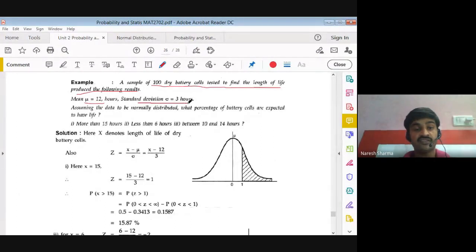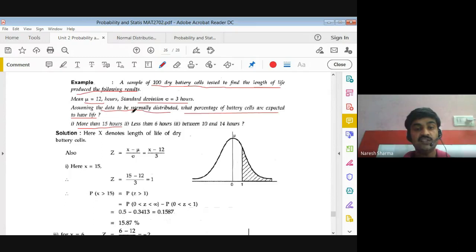Assuming that the data is normally distributed, we assume here the complete data is normally distributed. What percentage of battery cells are expected to have a life, first part of this question, of more than 15 hours?